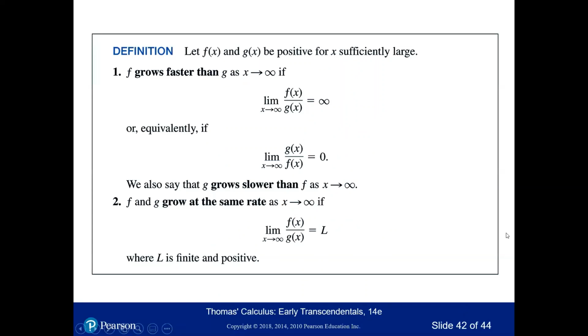So this is the definition we're going to be applying. We have two functions, f of x and g of x, positive for x sufficiently large. So as x approaches a fairly large number, we're assuming that these two functions, f of x and g of x, are both positive. Okay, so let's look at the first one. If f grows faster than g as x approaches infinity, then the limit of f over g as x approaches infinity will be infinity.